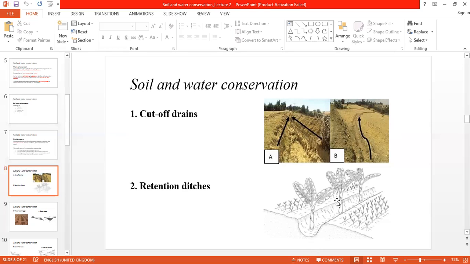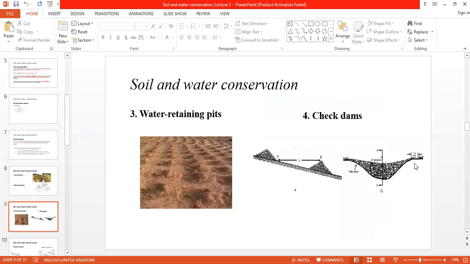The difference between the retention ditches and the cutoff drains is that in the retention ditches, you don't put a slope to carry away the water, but you leave it flat so that as the water is coming, it settles in here, so that you have some water in these trenches, and in these trenches you can also grow crops. So it serves two purposes, unlike the cutoff drains, where it's just primarily to reduce the speed of the water. Then there are what we call water retaining pits.